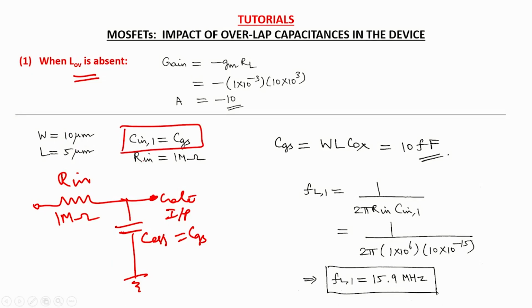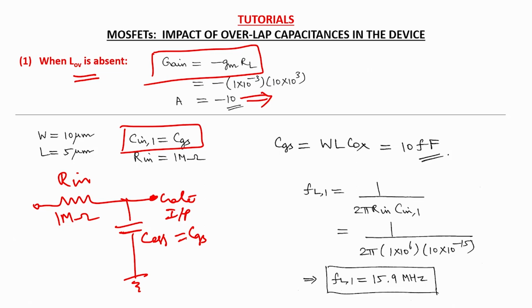and you are given the R in value, and for a common source topology you know that the gain is nothing but minus gm RL. So from the given transconductance value and the resistive load, you can find that the gain comes out to be minus 10. It's an inverting stage, so the gain is negative.